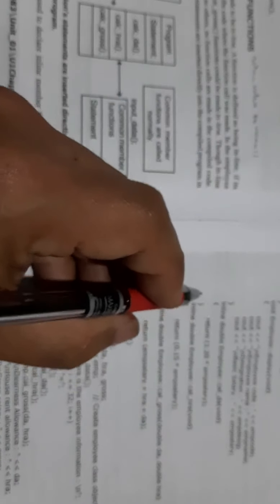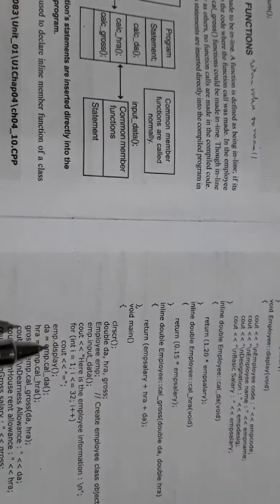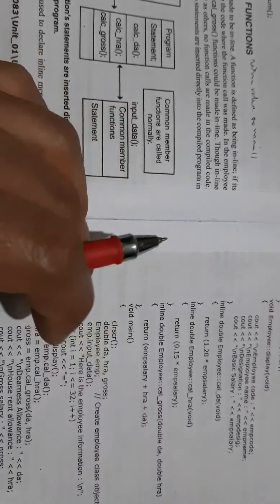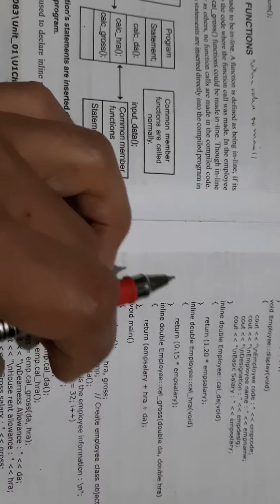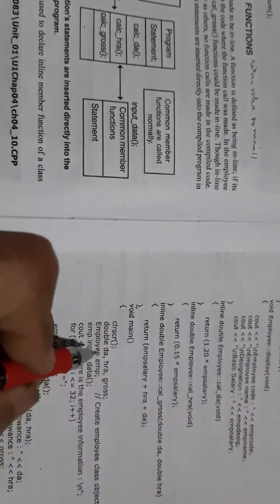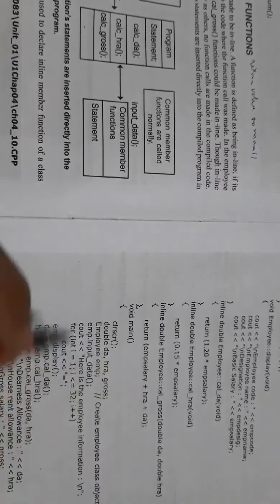Because the return, through the inline member function, the value is being returned in the main function only. Okay, the cout statement means the output is being displayed. So that's why you are declaring the variables here.